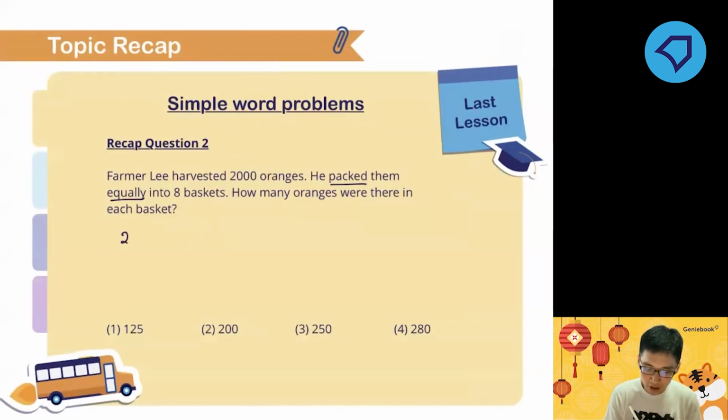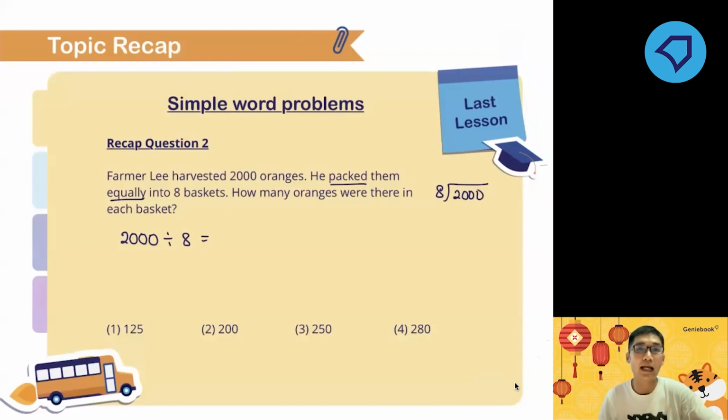Alright, so what I need to do is take the total number of oranges and divide by the number of baskets where I'm supposed to pack these oranges equally into. Okay, so give it a try. This is a division of a four-digit number by a one-digit number. Okay, so let's take a look at how we perform the division of 2,000 by 8.